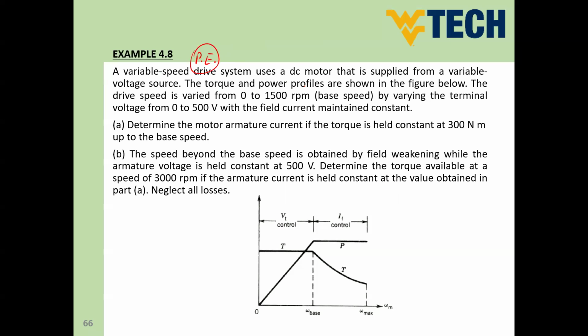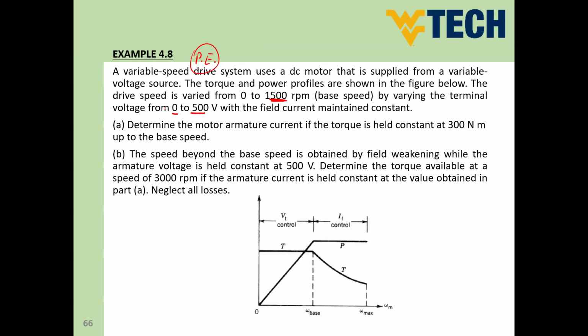The torque and power profiles are shown in the figure. So this is the torque and power profile, which is the constant torque, constant power technique. The drive speed is varied from 0 to 1500 RPM. So this is the base speed of our drive system, by varying the terminal volt from 0 to 500. So this is the first range of the speed control.